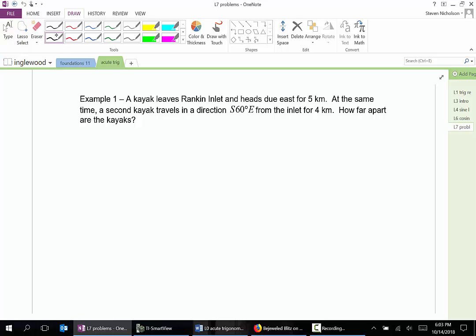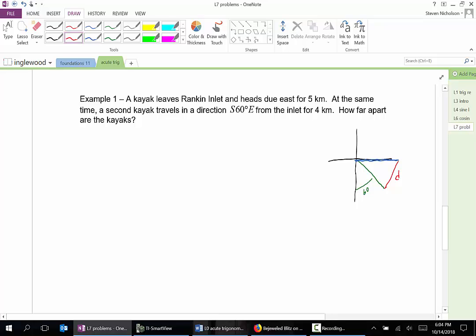So the first thing we want to do is, again, to sketch a little bit of a picture using the compass, and I'll draw the two kayaks. So the first one goes due east. Basically they're traveling right that way for 5 kilometers. I'm not going to put the units right now. And then the second kayak is going to travel south 60 degrees east. Again, this is just a sketch. So they're going to travel south 60 degrees to the east for 4 kilometers. And then finally, the question is simply asking, how far are they apart?